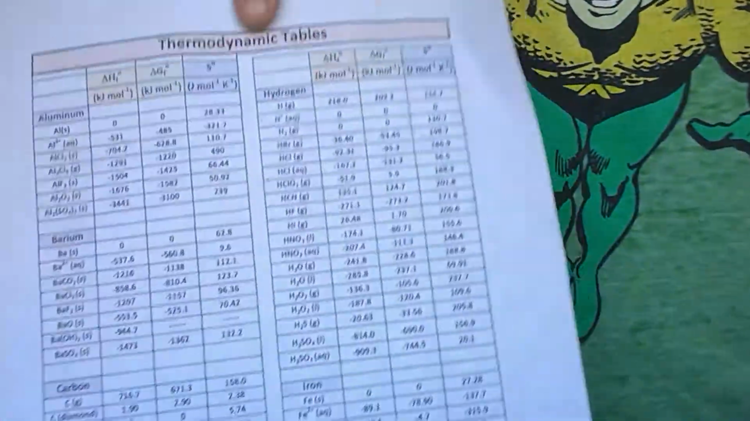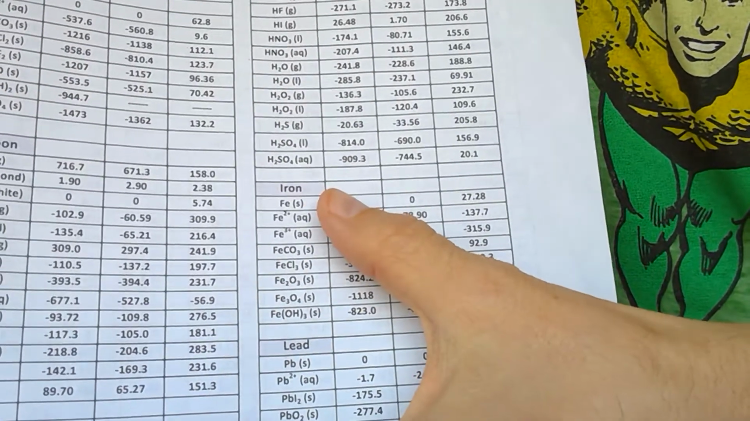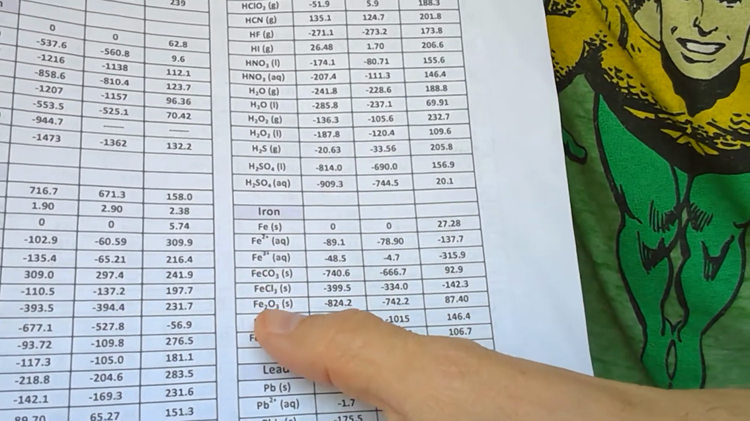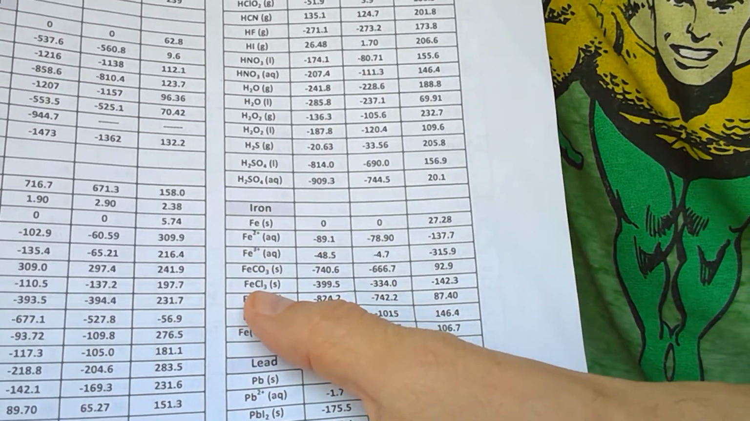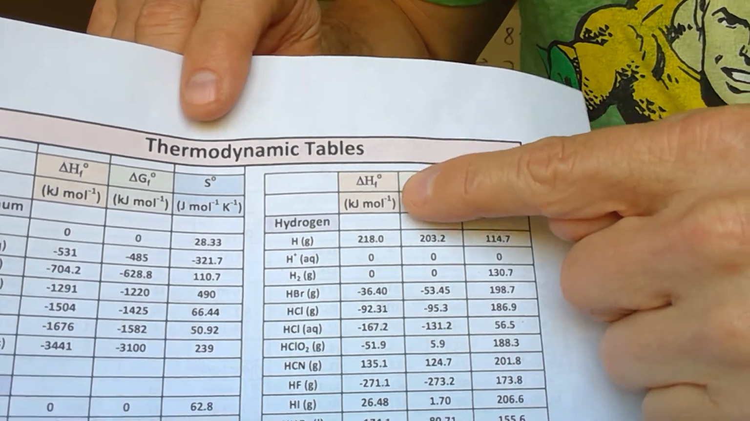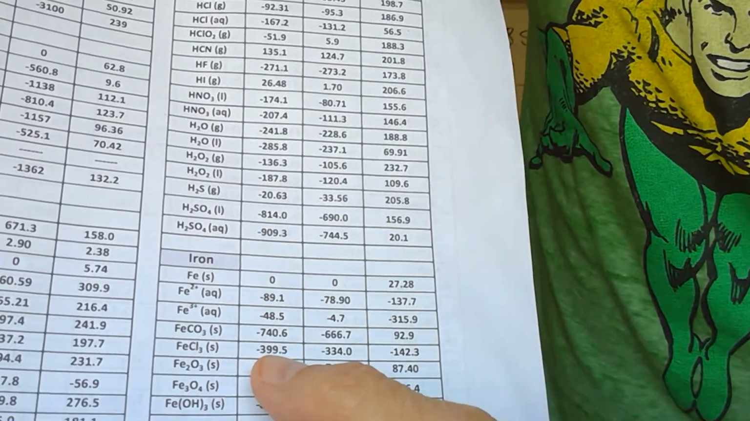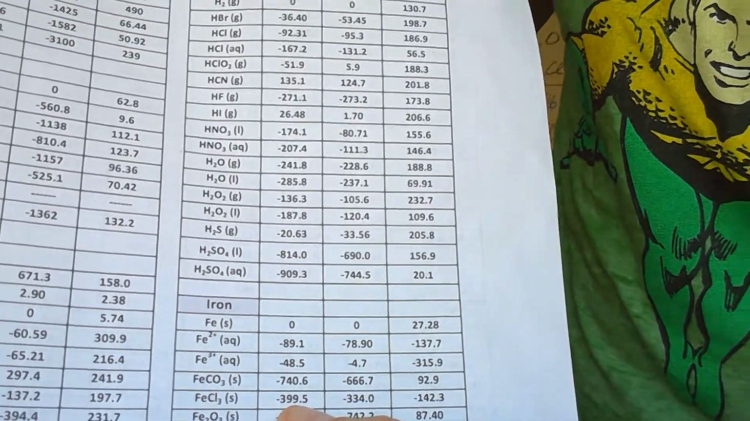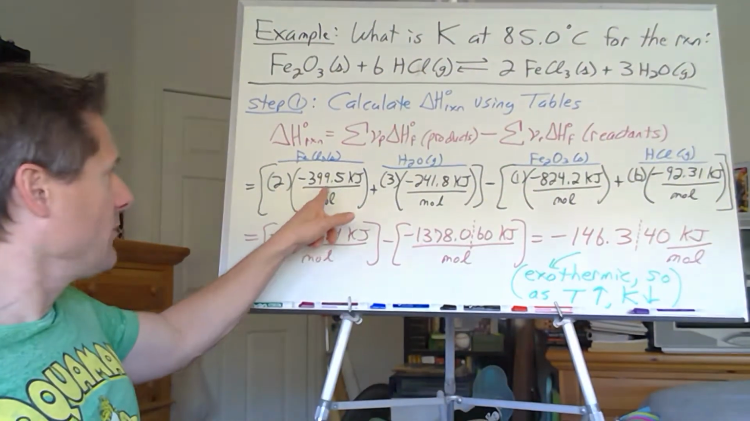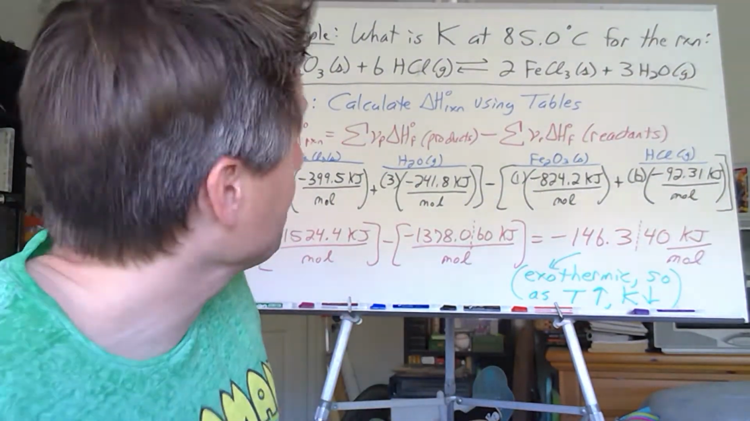Let's look up iron on our table. All right, so here's our iron section, right? That was barium. Here's iron. We're looking for iron(III) chloride, which is right there. Now, delta H is the first column. Don't get the wrong column. Iron(III) chloride, is that a negative 399.5? You see that? That's why I put negative 399.5 kilojoules per mole on the top of the table.